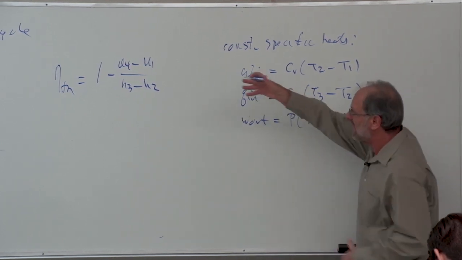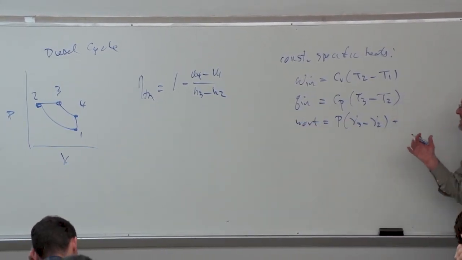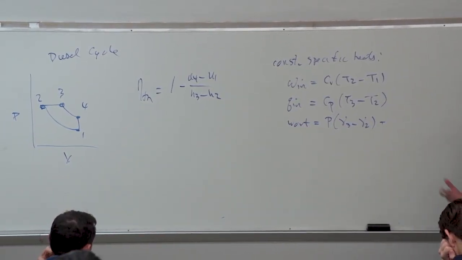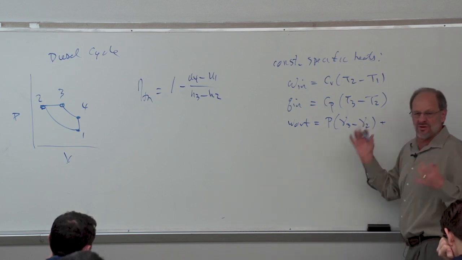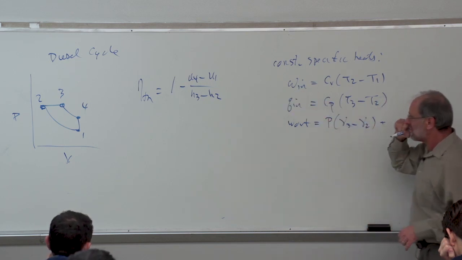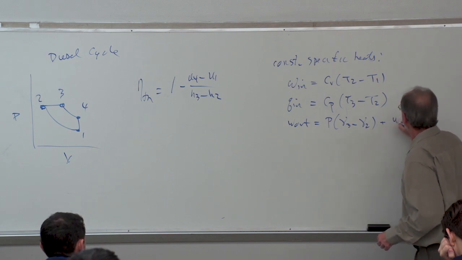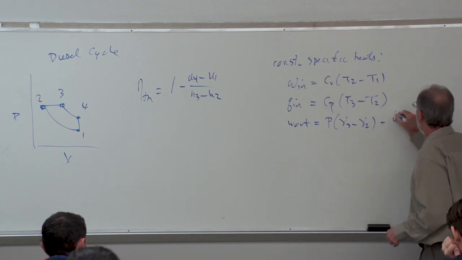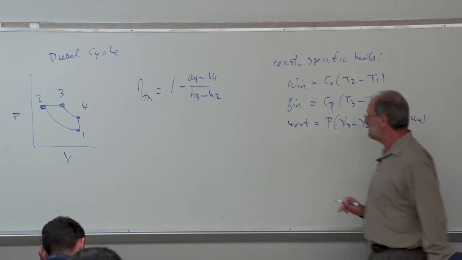But then we have the isentropic expansion as we continue from 3 to 4, and that's just going to be, well, it's isentropic, so it's just going to be the internal energy change. Again, there's no work terms during that. There's no heat transfer terms during that process from 3 to 4. So we would just say U3 minus U4. All right, so we have work output in two places.